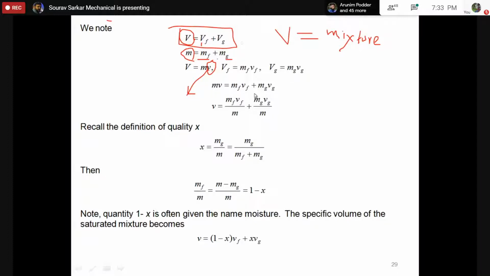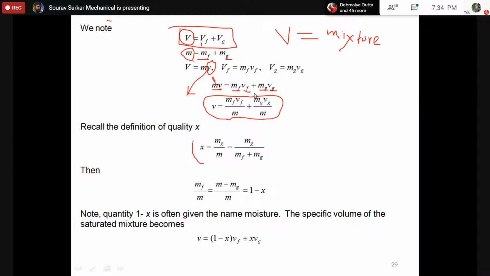So you can write that my total mass into the average specific volume is nothing but my liquid mass into the liquid specific volume plus the saturated vapor mass into the saturated vapor specific volume. So this is total, total into the average is equal to individual into the individual plus the individual into the individual. So here I can represent it like this. My average property can be written as this.